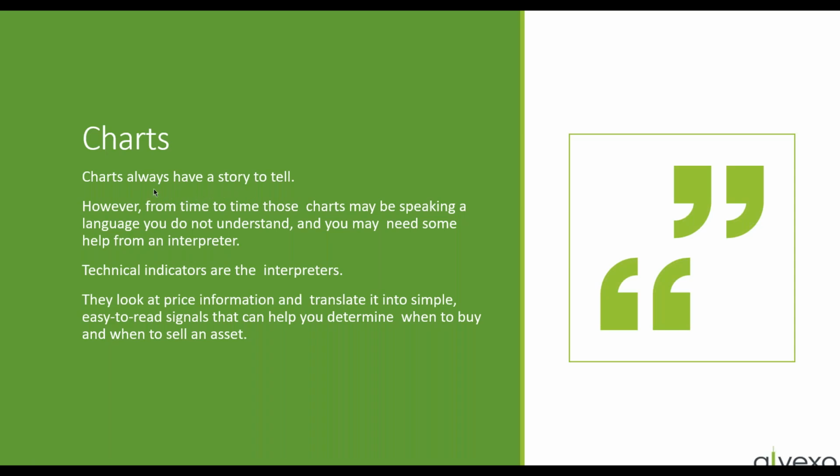Now, remember, charts always have a story to tell. However, from time to time, those charts may be speaking in a language you do not understand. So think of technical indicators as the interpreters of the market. They look at price information and translate it into something simple. They give you easy to read signals. They help you determine how a trend is moving, or maybe that there's a buy or sell opportunity in price.